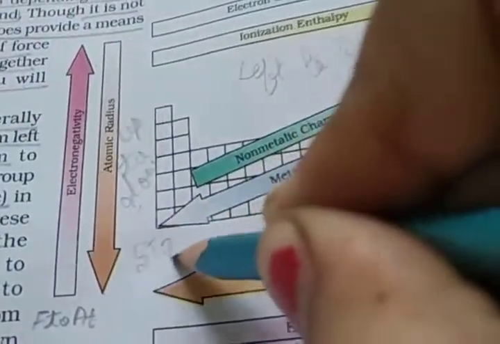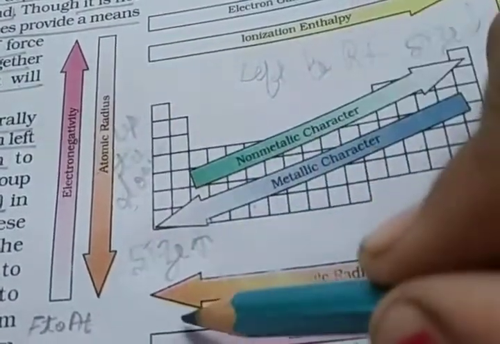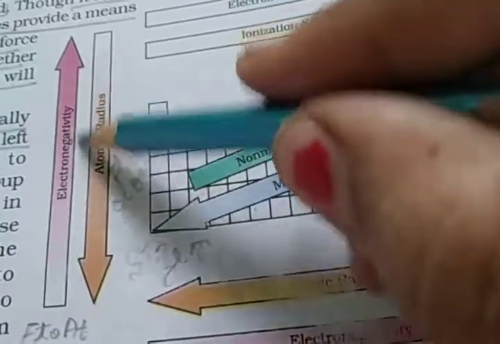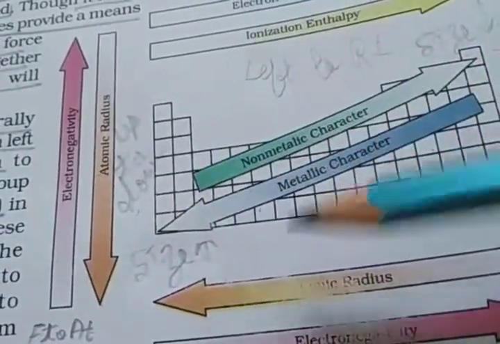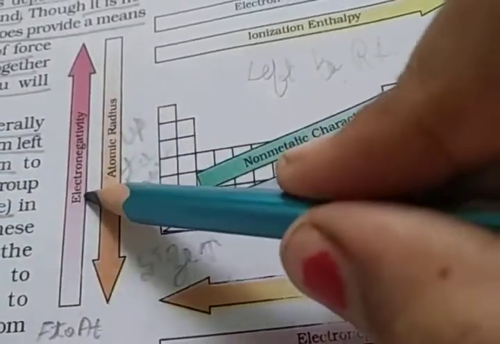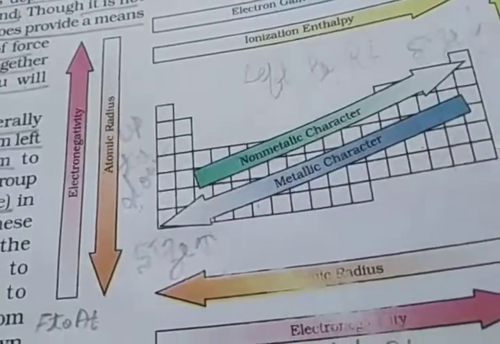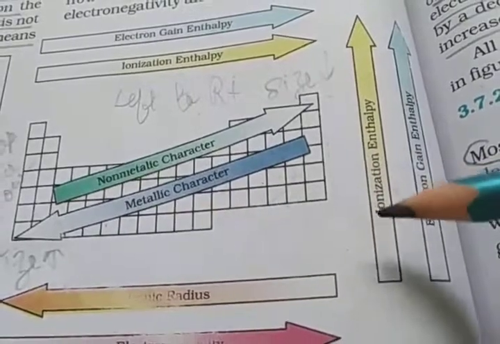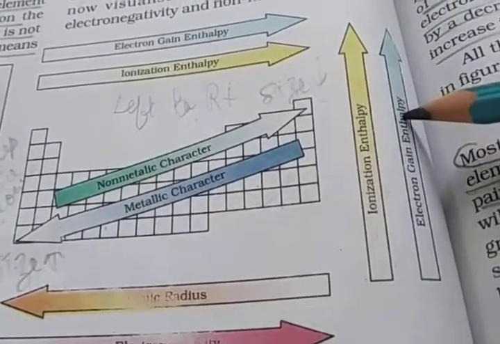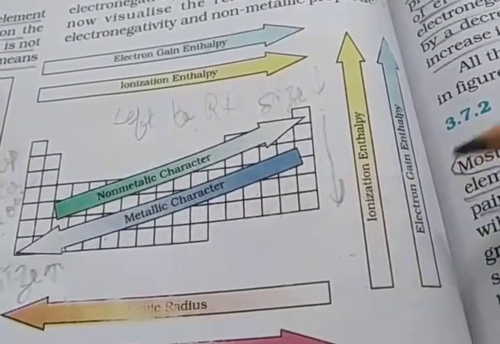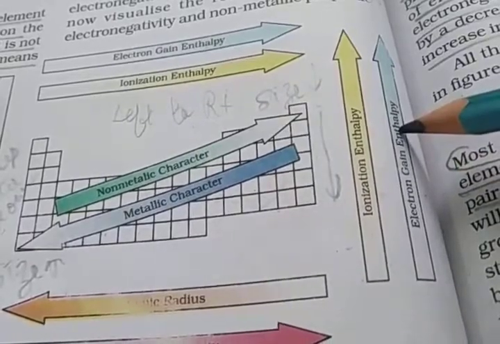when we go up to down, you already know size increases, and when size increases, that means its atomic radius also increases, and as atomic radius increases, electronegativity decreases. Okay, so size is directly proportional to atomic radius but inversely proportional to electronegativity. Then this side is also the same, ionization enthalpy and electron gain enthalpy. So up to down we go, size increases but ionization enthalpy and then electron gain enthalpy decrease.